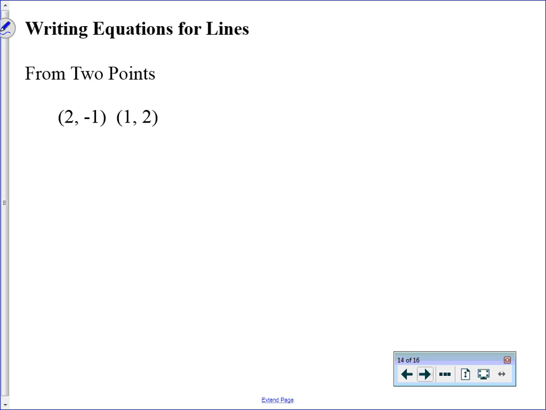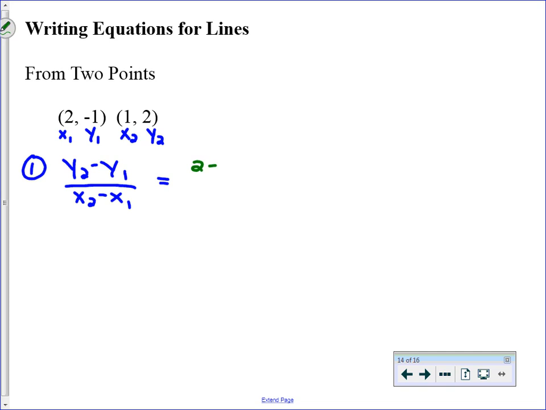The next type of equation that we're going to have to write is when we're given 2 points. So the very first thing that we want to do is to use y2 minus y1 over x2 minus x1. So if I'm labeling x1, y1, x2, y2 as I go through, let's actually plug some of these numbers in now. So I have a 2 minus a negative 1 all over a 1 minus 2.